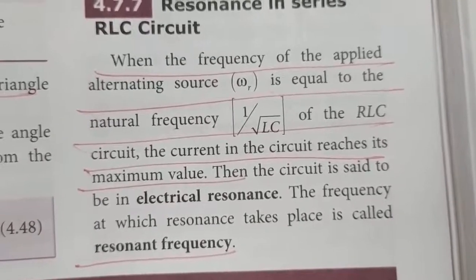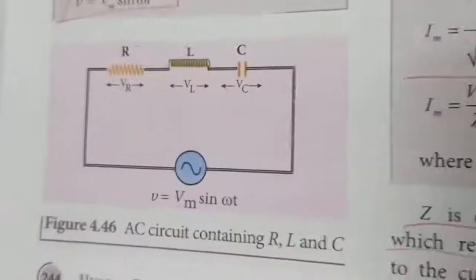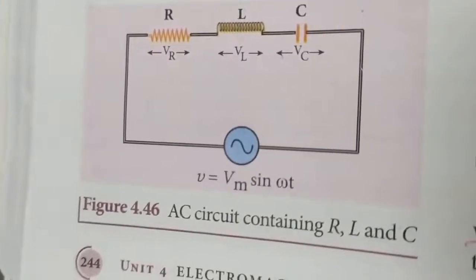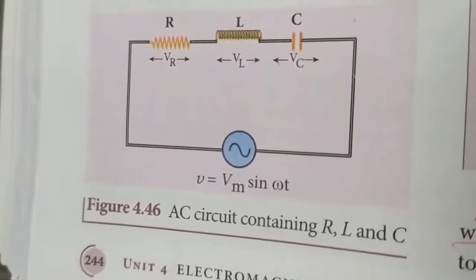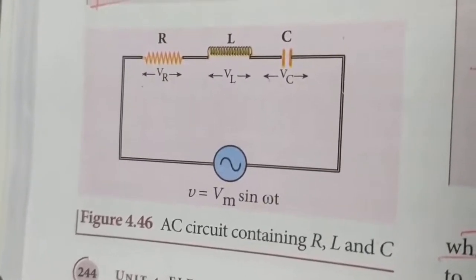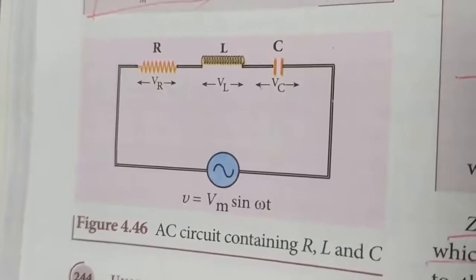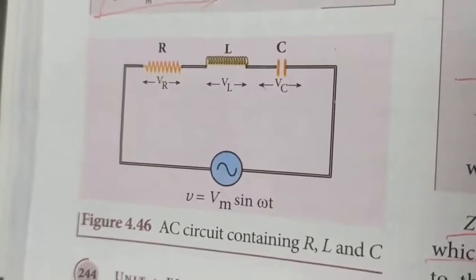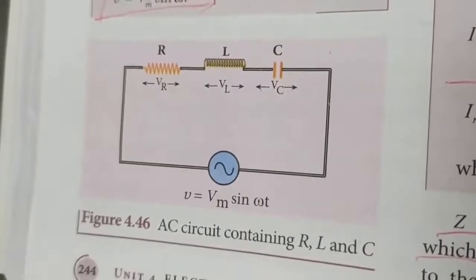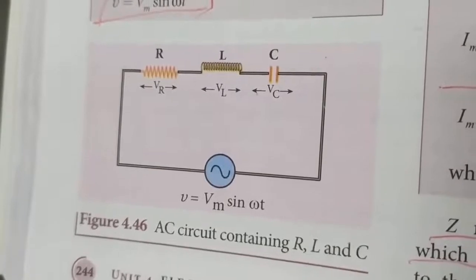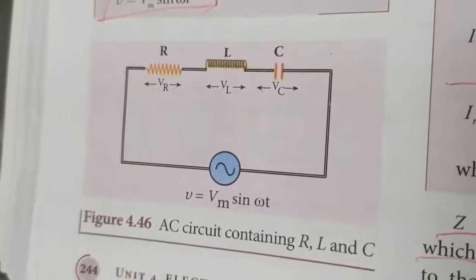and this frequency is called as resonant frequency. And here when you see this diagram, we are giving an alternating source, and this alternating source frequency must match with the natural frequency of the circuit, because the RLC component will have its natural frequency. Both of them must be equal. In such a case, the current in the circuit will be maximum and the circuit is said to be in resonance. That is the main concept of this part.